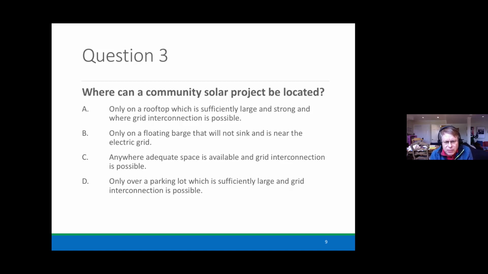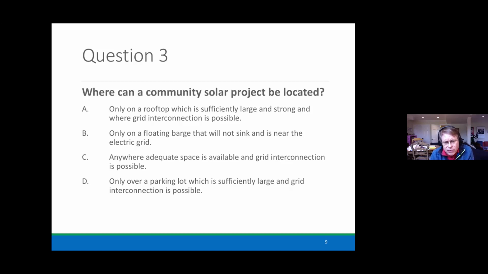And the next one is anywhere adequate space is available and grid interconnection is possible. And that's really the heart of where most of our jurisdictions, including New Jersey, have focused, but again, heavily preferred to be on either rooftops or brownfields, such as a landfill that's closed or an industrial park that's no longer in use and can't be used for another purpose. So there's a strong preference in New Jersey to put it on land that's not used for other purposes, such as agriculture or homes or things like that.